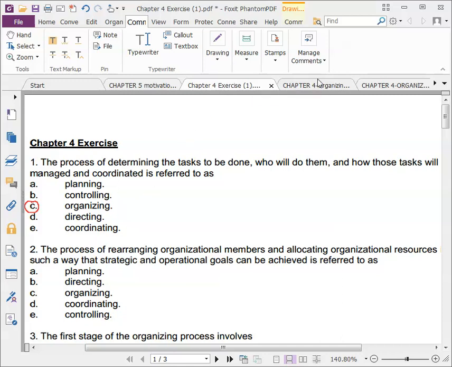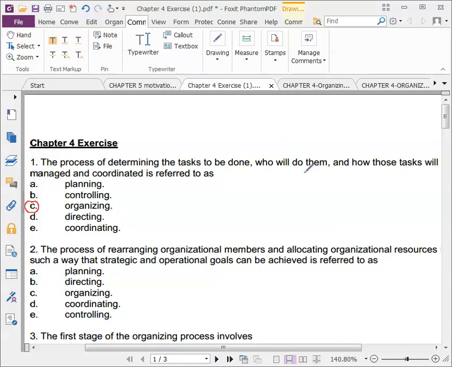If not, I don't know what to say. Okay, so siapa tahu jawapan dia apa? The correct answer. Please try. Siapa yang tahu? Please answer. Apa dia? Organizing juga ke? Wrong. That is wrong.